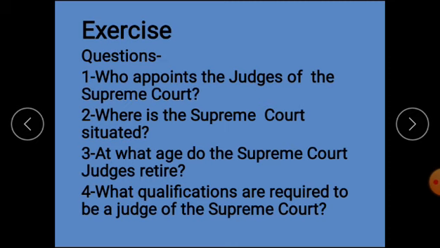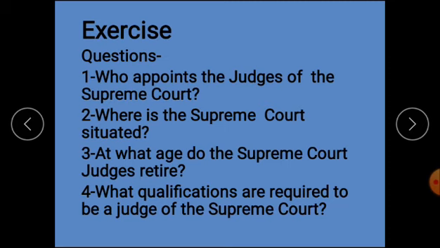At what age do the Supreme Court judges retire? Take time and reply. The judges of Supreme Court retire at the age of 65 years.